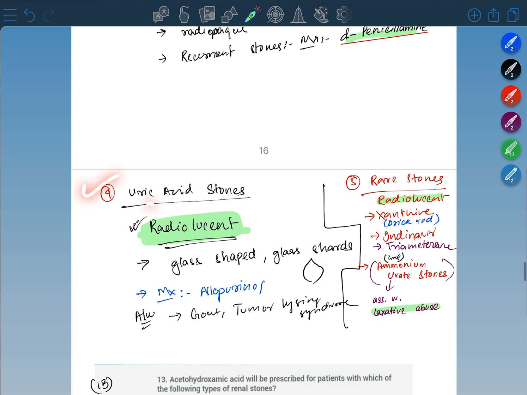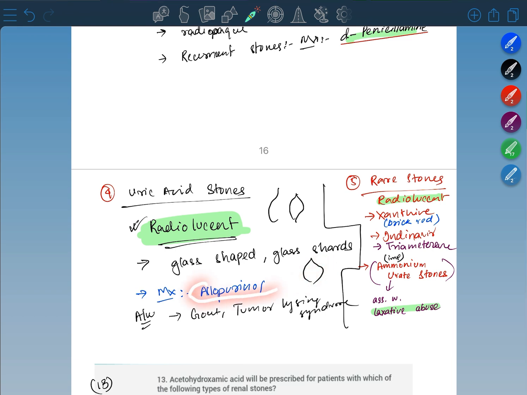And the fourth is uric acid stones. They are radiolucent. They can't be seen in X-ray. This is very important: radiolucent. Glass shaped, like glass shards. Yes, they will have a shard-like shape. See, shard-like shape.